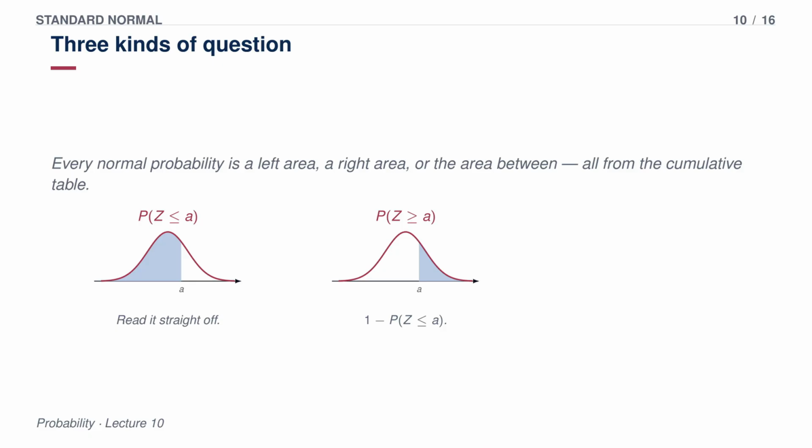And third, between: P of a to b, which is the big left area minus the small one, phi of b minus phi of a. Left, right, between. That's the entire menu. Let's read the table on a real one.